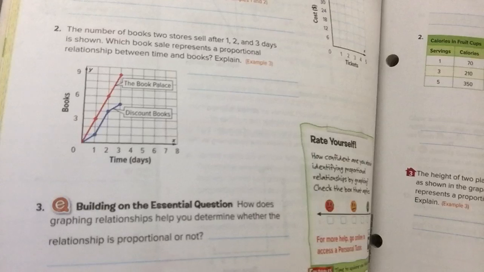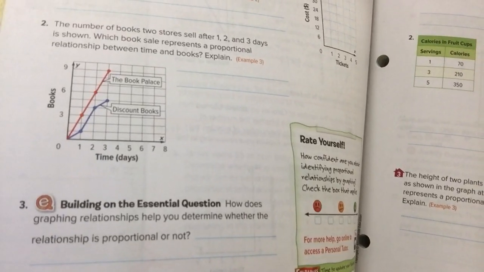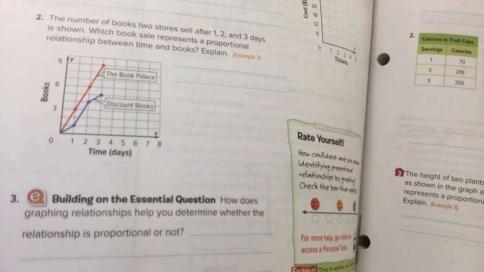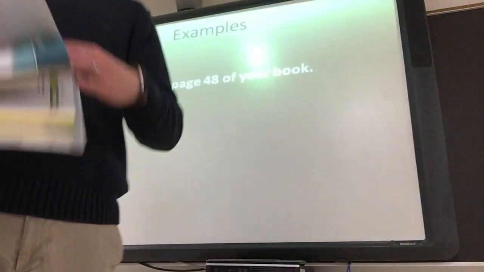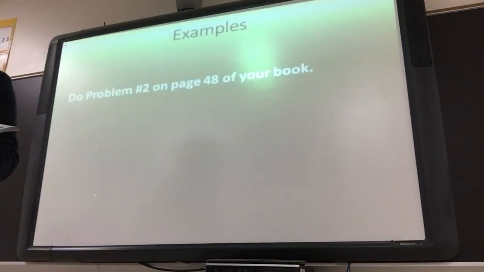So sometimes you might have to graph more than one on the same graph, and you compare them to see which one is proportional or not. So that Book Palace makes a straight line that goes through the origin. The other one goes through the origin, but it's not a straight line. And so that's the explanation you would give. Right, so any questions on how we decide using a graph if something is proportional?